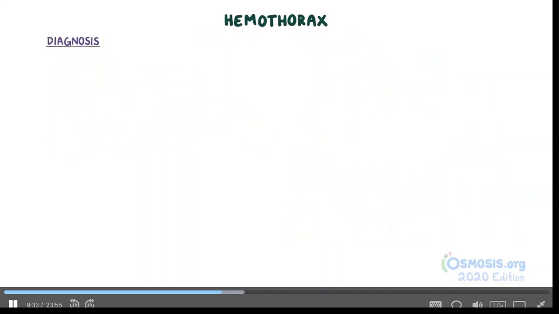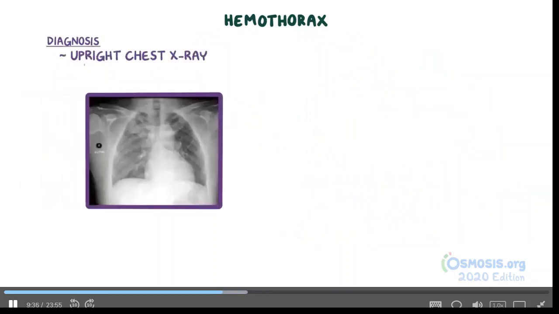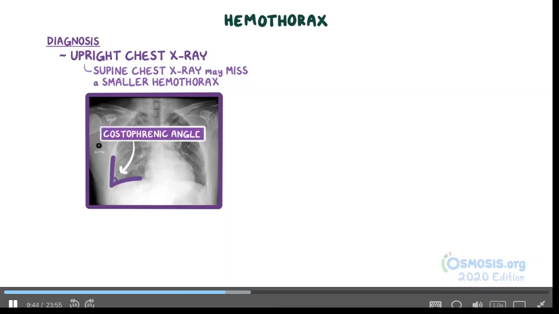The diagnosis is made with an upright chest X-ray because a supine chest X-ray may miss a smaller hemothorax. The chest X-ray shows a concave opacity blunting the costophrenic angle, which is the angle between the pleura covering the ribs and the pleura covering the diaphragm. The FAST exam may also help with a diagnosis of a hemothorax.